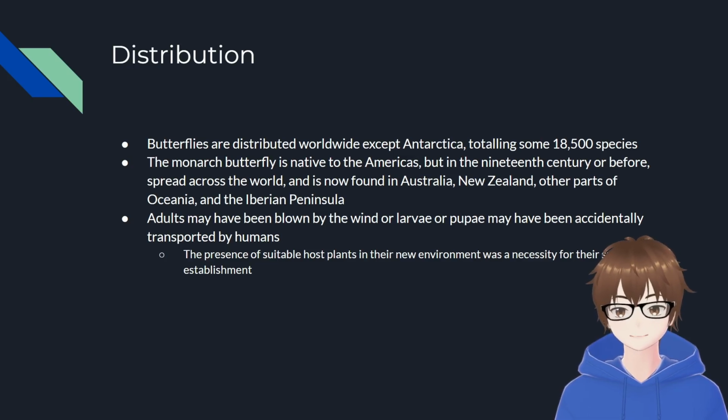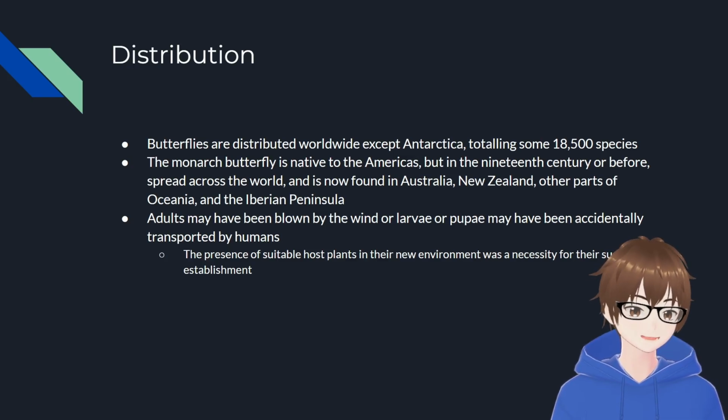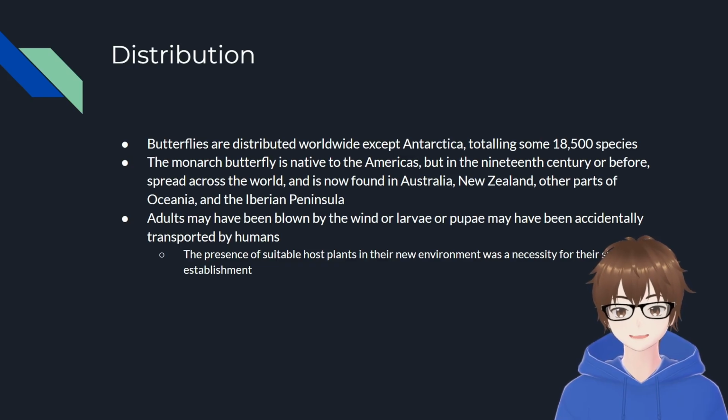So, distribution. Of course, we've talked about it before. I'm sure you probably guessed, butterflies are distributed worldwide except in Antarctica, totaling some 18,500 species. And the monarch butterfly is native to the Americas, but in the 19th century or before, were spread across the world and are now found in all these different places that I named before already. The adults may have been blown by wind, or the larvae or pupae may have been accidentally transported by humans, because we seem to do that. And the presence of suitable host plants in their new environment was necessary for their successful establishment.